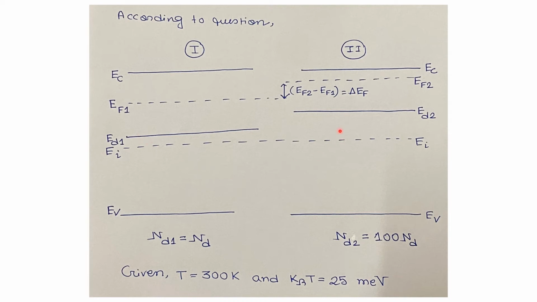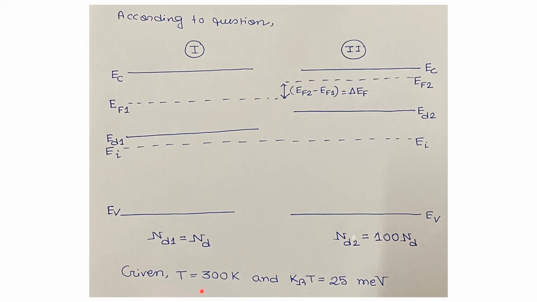And in the second n-type semiconductor, the concentration of donor is 100 times Nd and the Fermi level will lie at EF2. As the donor concentration in the second semiconductor is greater than the first semiconductor, obviously EF2 will be greater than EF1. So we have to basically calculate this difference, that is EF2 minus EF1, which is the difference of the Fermi levels of these two semiconductors.